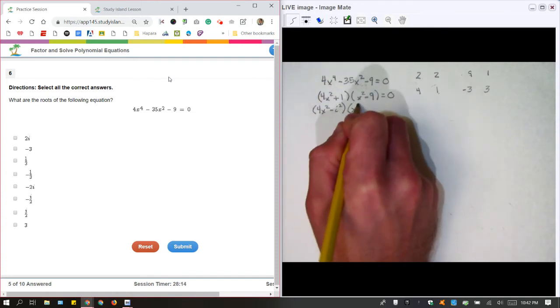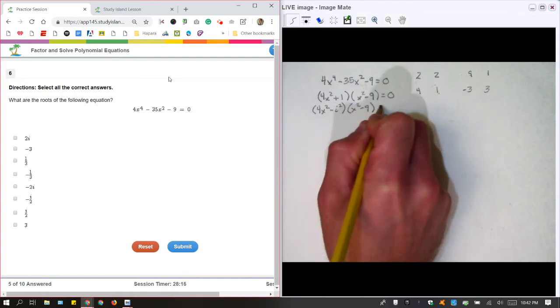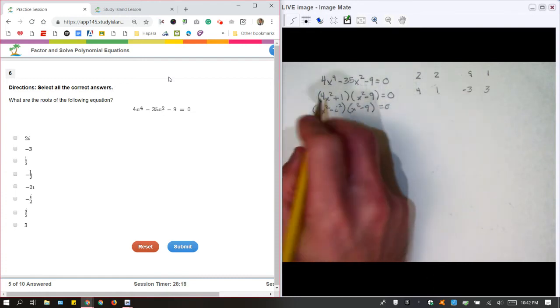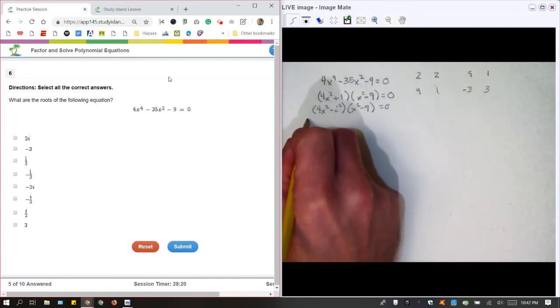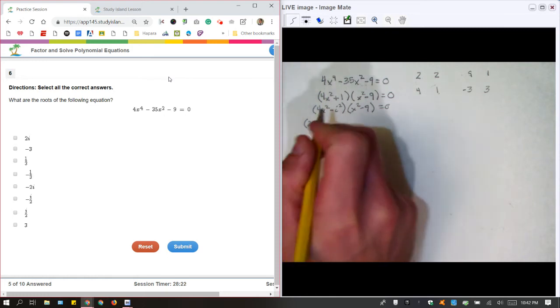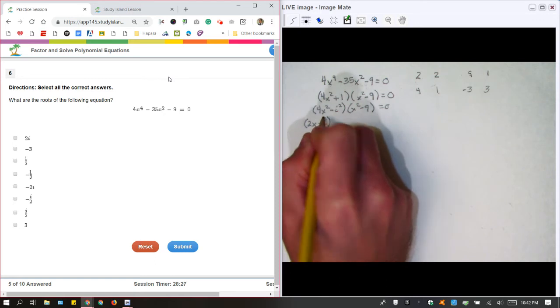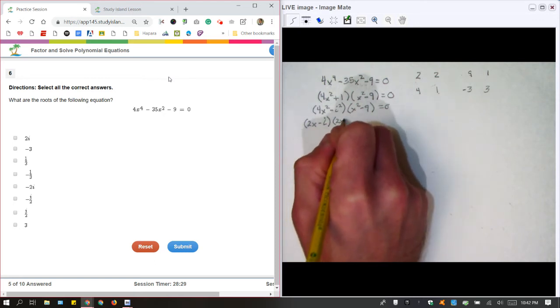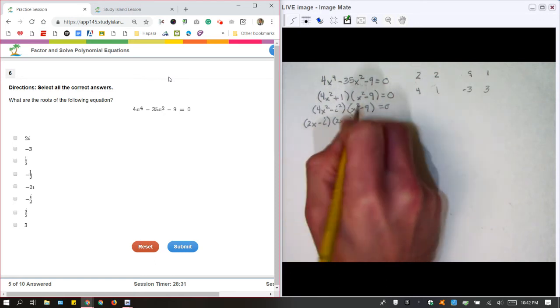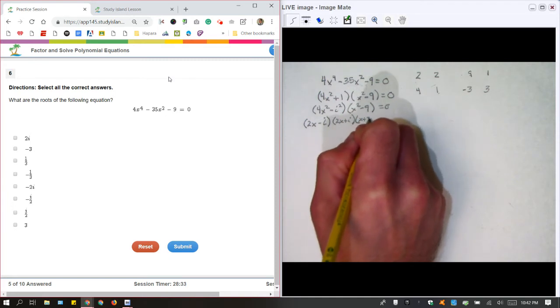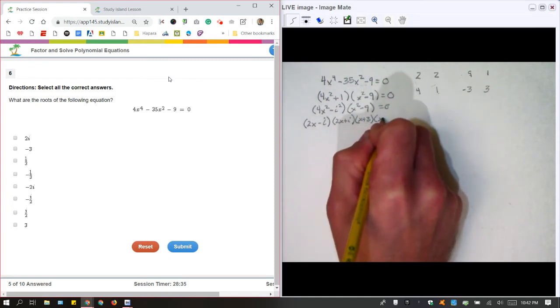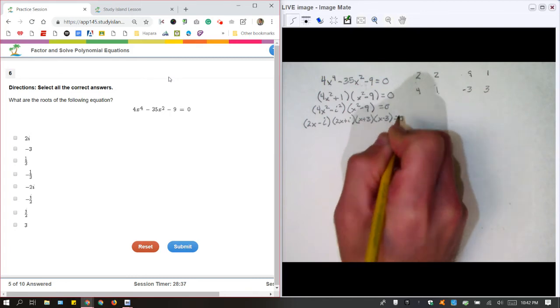So now I have two different differences of two squares. So 4x squared minus i squared, I can break that up into 2x minus i times 2x plus i. And over here, that would be x plus 3 and x minus 3. And all that equals 0.